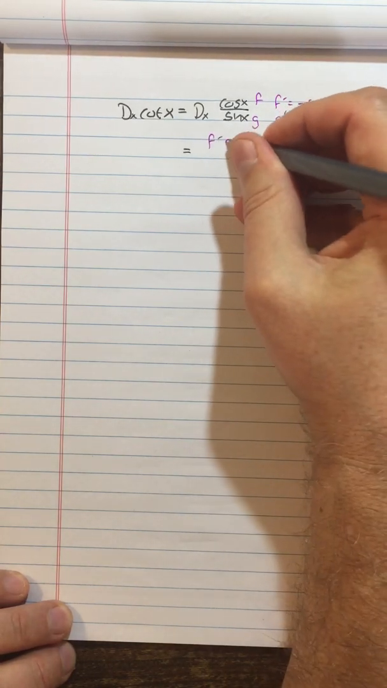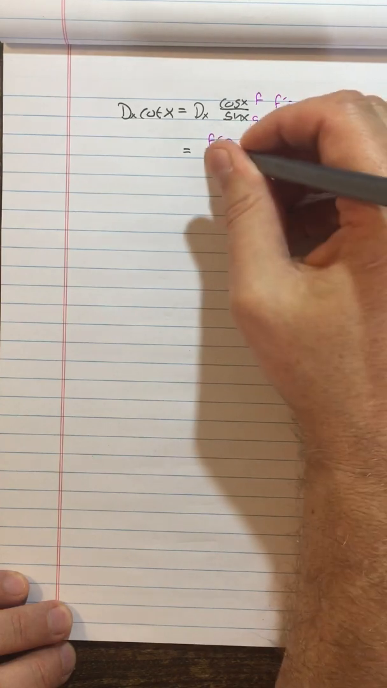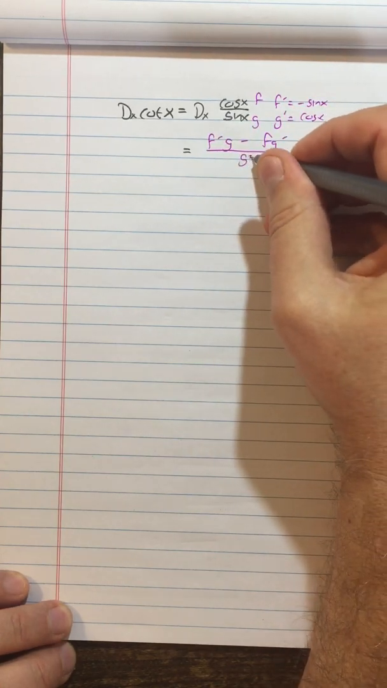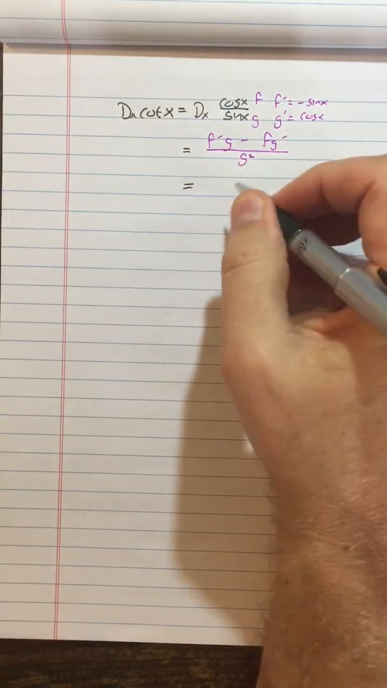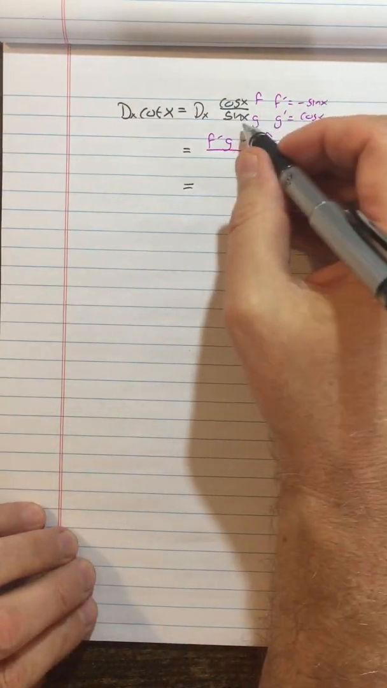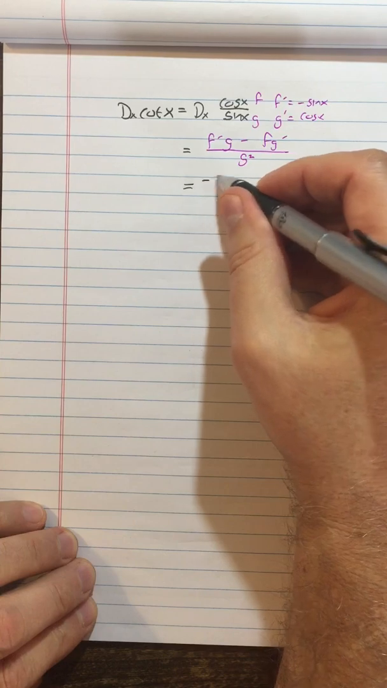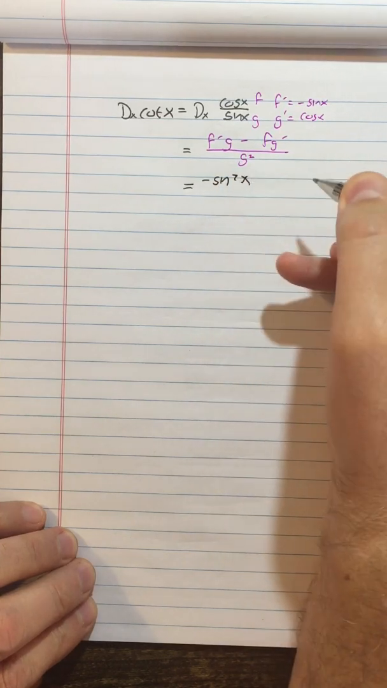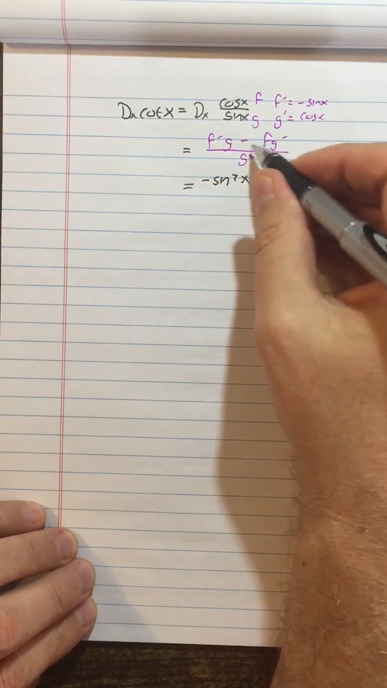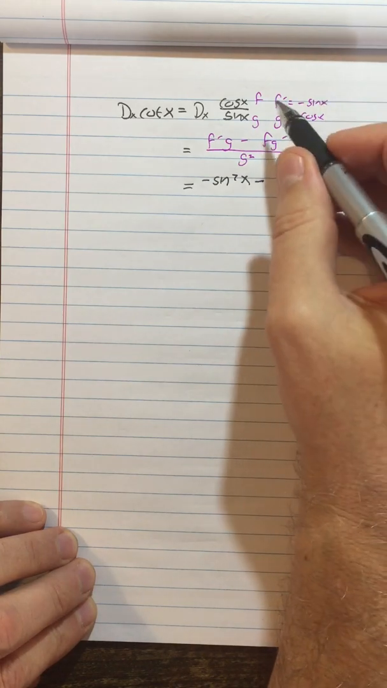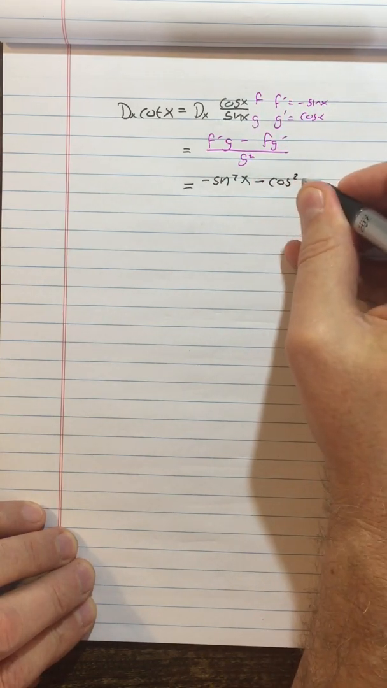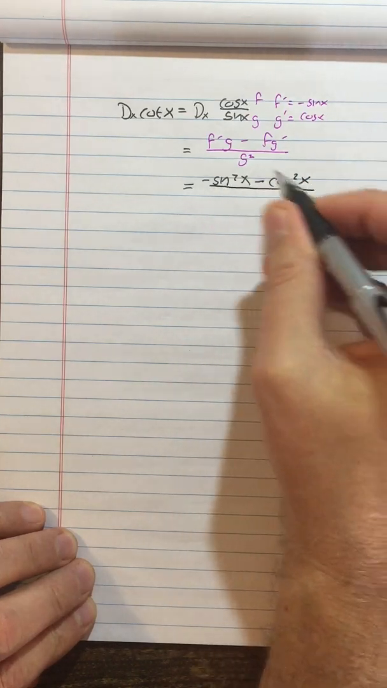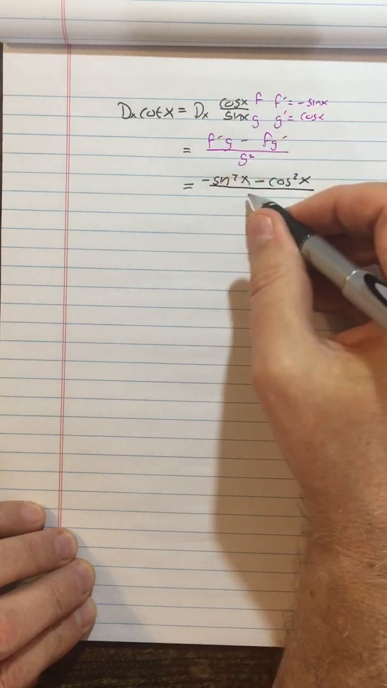So if I do f prime g minus f g prime over g squared, then I get negative sine times sine, so negative sine squared, let's just put that right away this time, minus, for my minus here, f g prime, so that's going to be cosine squared, and in my denominator I have g squared, so that's sine squared.